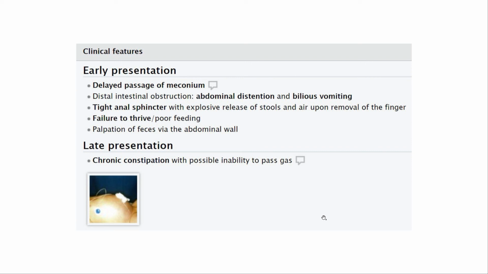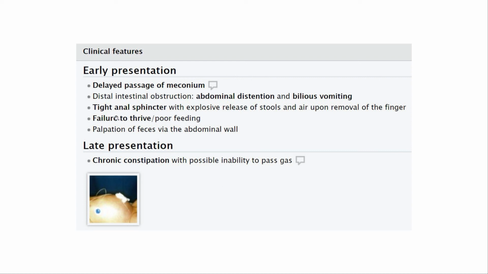To finish up the large intestine, let's talk about Hirschsprung's disease. So in babies that fail to pass meconium and then get a distended abdomen with bilious vomiting because the obstruction is distal to the duodenum, that means bile will be present in whatever they vomit up.